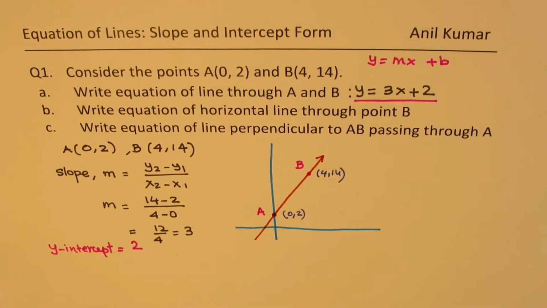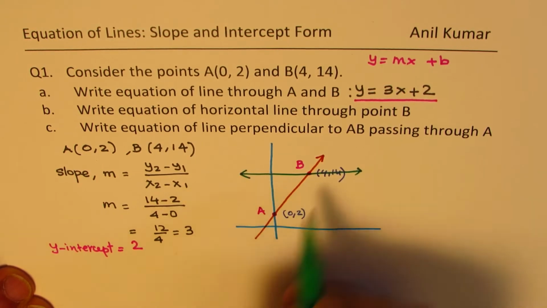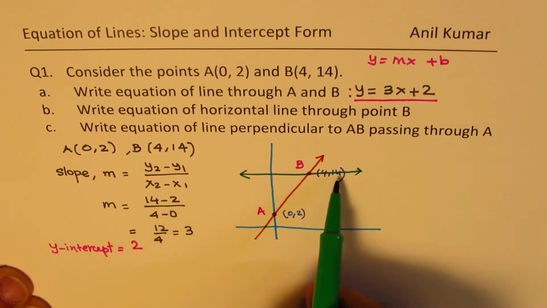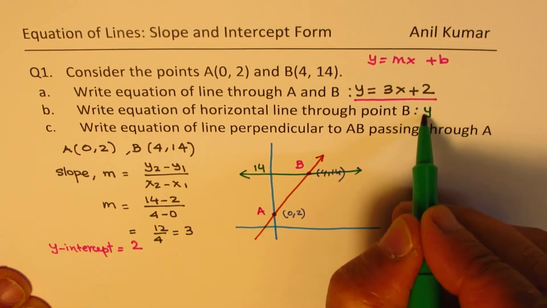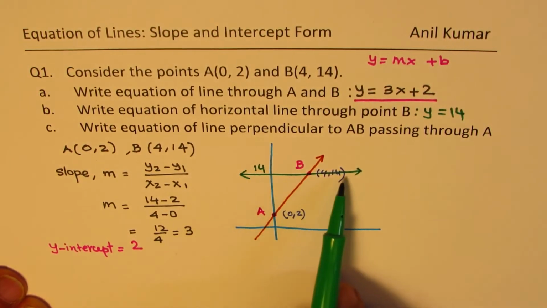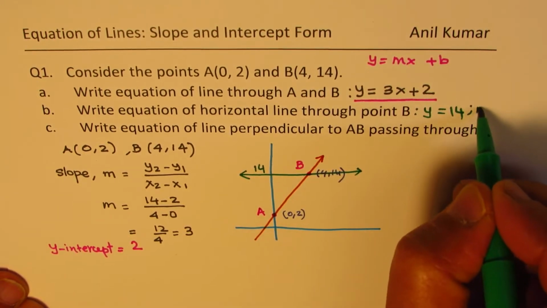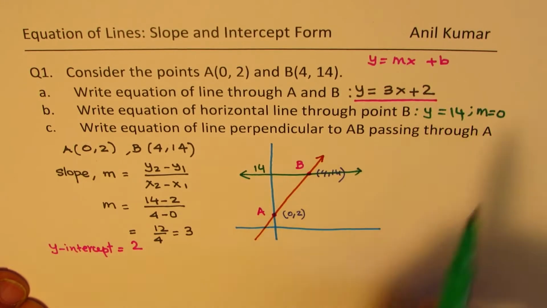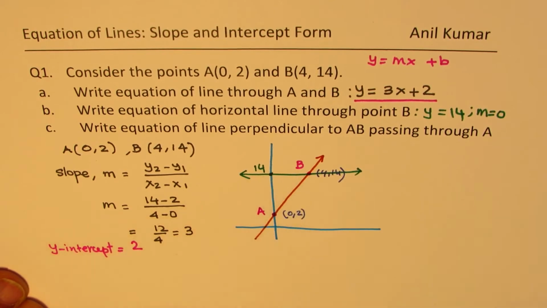Part B. Write the equation of the horizontal line through B. Now the horizontal line through B will be something like this. If you look at this line, at all points the y value is constant and it is equal to 14. So this equation can be written as y equals 14. Is that clear to you? That is how you get the equation of a horizontal line. The slope m is 0 here. You should remember that the slope is 0 for a horizontal line. So if I write m equals 0, I get y equals b. The y-intercept for this line is going to be 14.